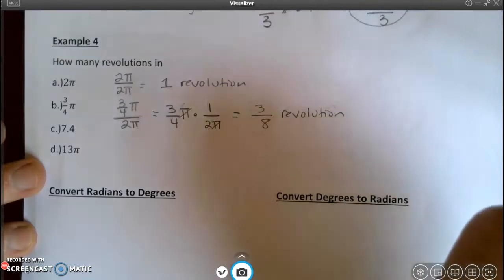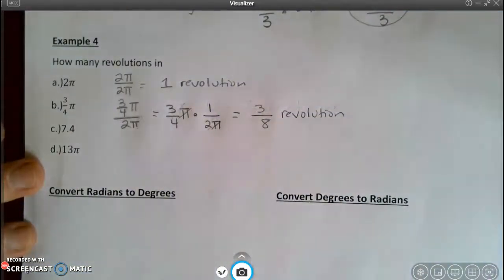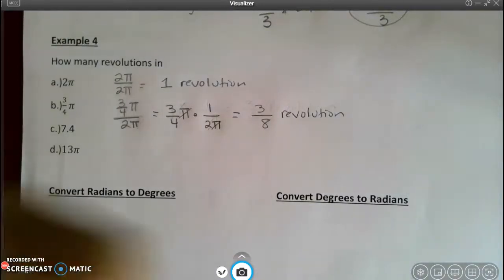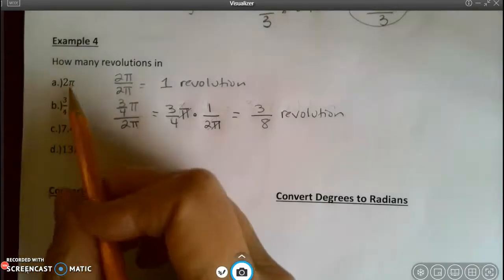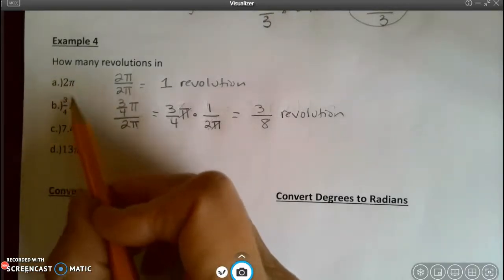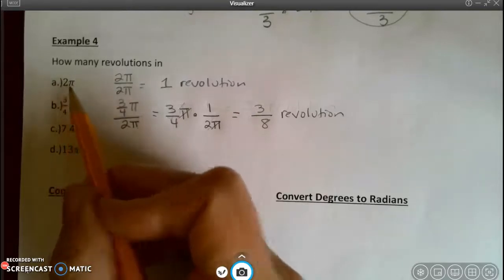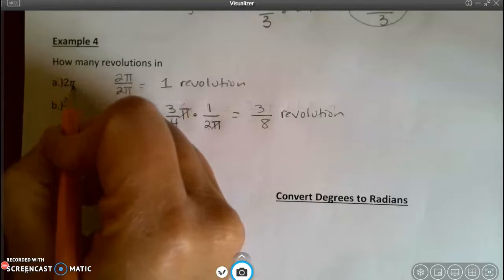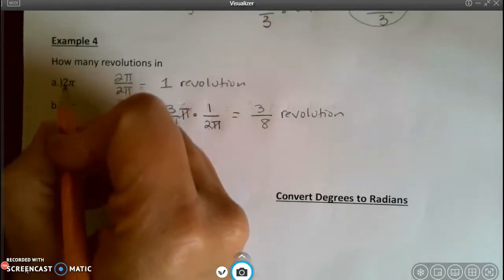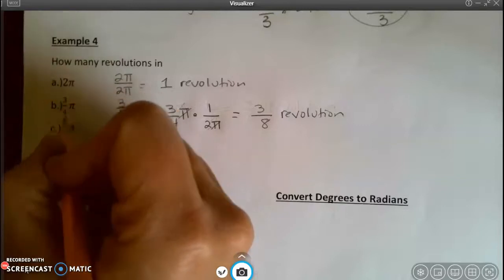7.4. Some of you might be thinking, well, did you forget to write the pi? I didn't actually. In A and B, I had the pi there, meaning these are exact answers. I didn't multiply the pi out. I could have said 2 times pi, and instead I could have called this 6.28, but instead I left pi in the answer and called it 2 pi.